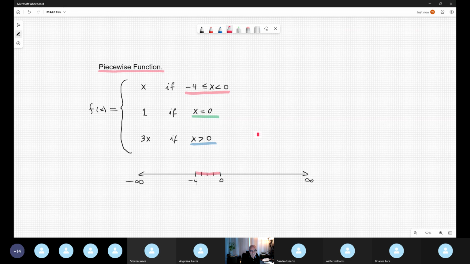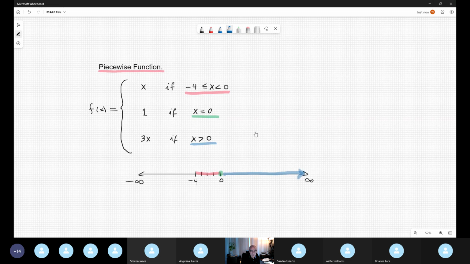Now the green is just a point. It's just a point here, because there's only one point, x equals 0. And the blue is the positive values, to infinity. Okay.